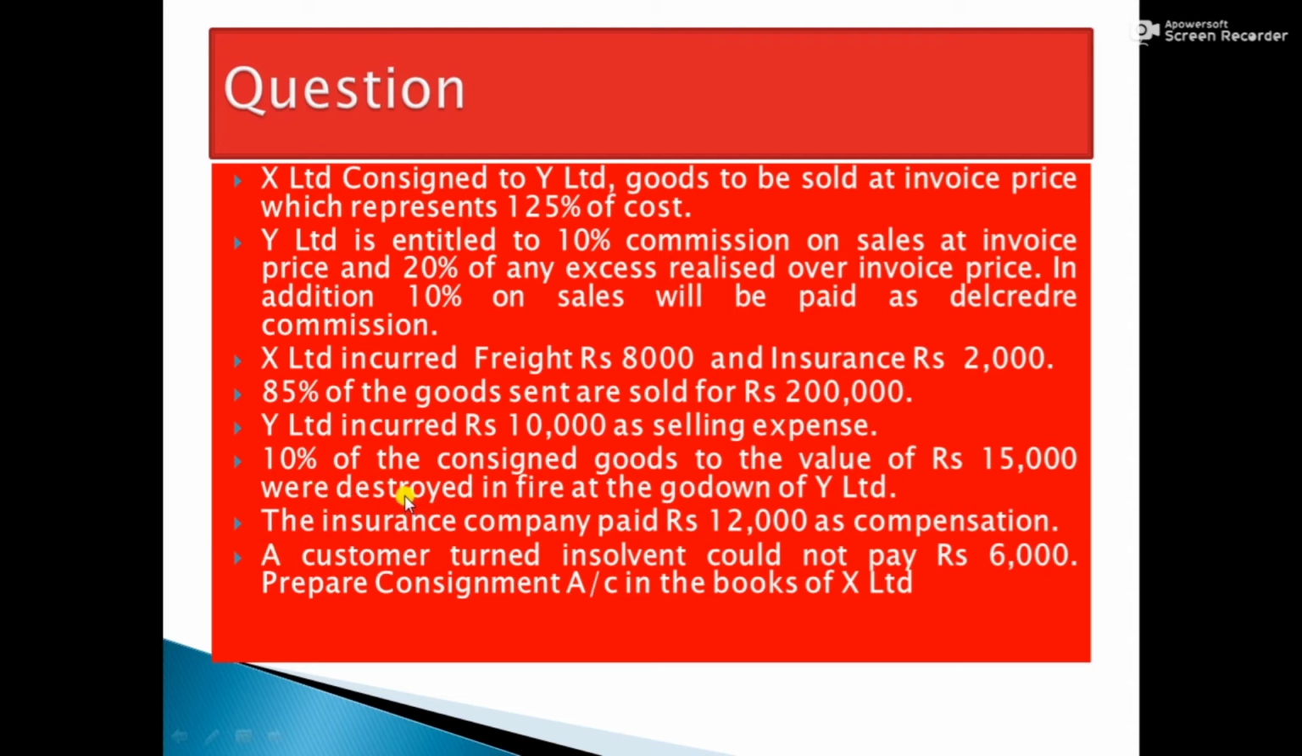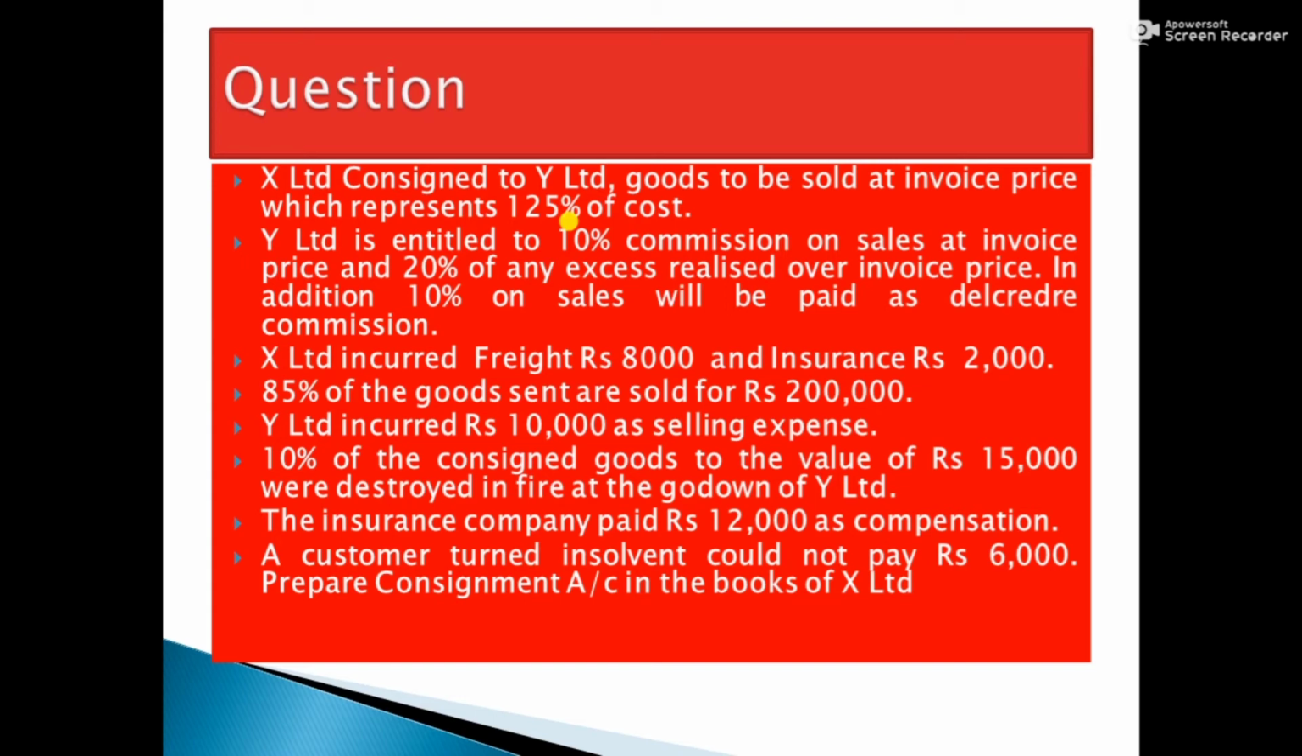Friends, goods sent are invoiced at 125% of cost. That means the pro forma invoice is prepared by adding a profit loading of 25% on cost. Therefore, we have to remove the value of profit loading from the cost of goods sent and also from the closing stock. First, we will find out the invoice value of goods sent.